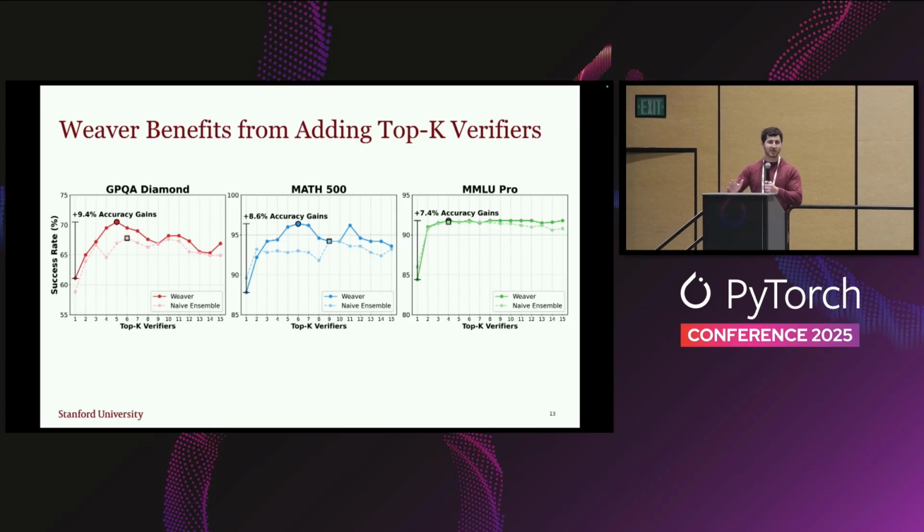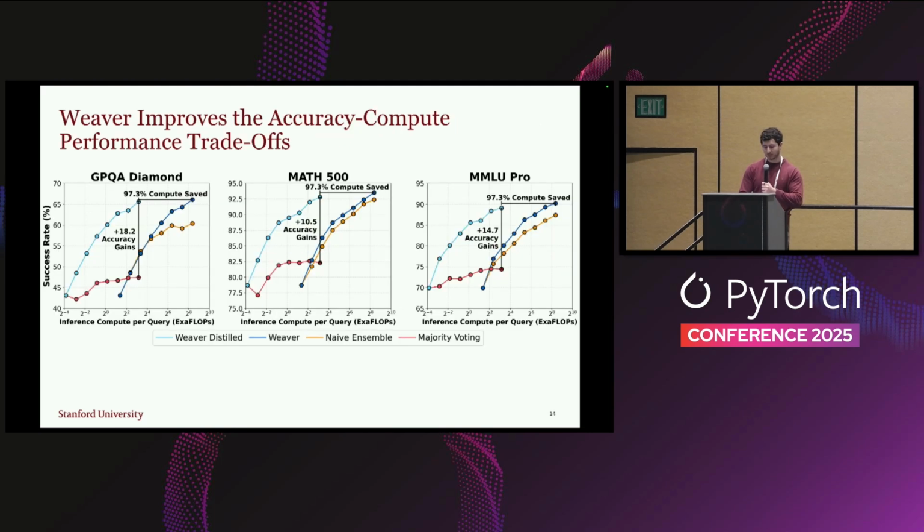Obviously, this is an Oracle setting in which you have this knowledge a priori, but it shows that if you actually are aware of which LMs are better for verification and which are worse, you can get these gains without going up to tens of verifiers. You can do this even with a small set of 3 to 10. And so that was interesting to see.